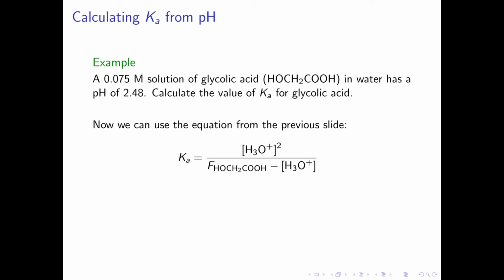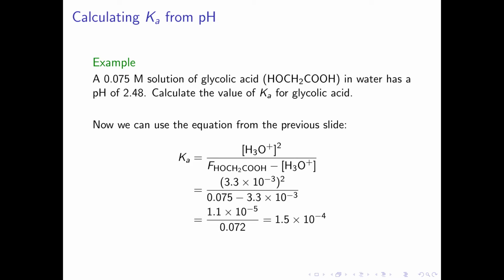The next step is to substitute these values into the Ka expression from the previous slide. Recall that Ka is equal to the equilibrium concentration of H3O plus squared divided by the formal concentration of the glycolic acid minus the hydronium ion concentration. This becomes 3.3 times 10 to the negative third power squared divided by 0.075 minus 3.3 times 10 to the negative 3, or 1.1 times 10 to the negative 5 divided by 0.072, which gives a Ka value of 1.5 times 10 to the negative 4.